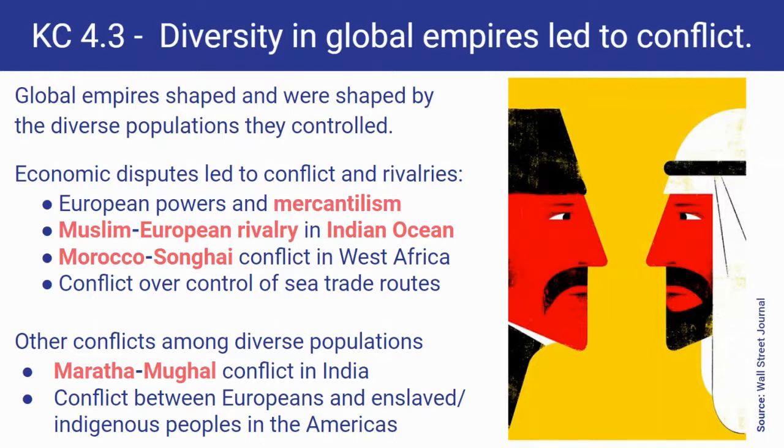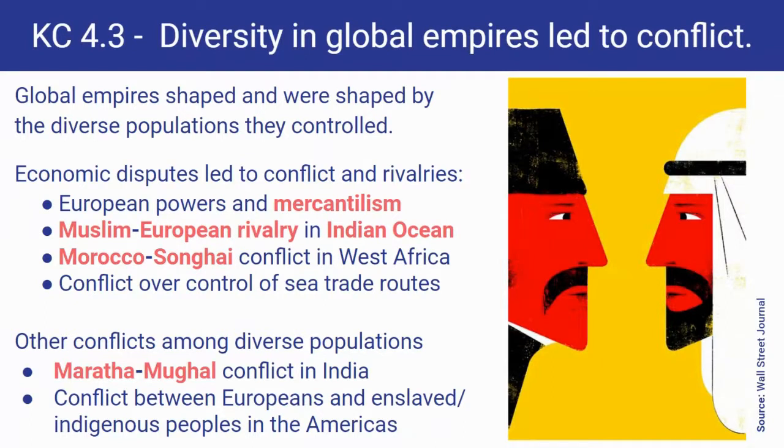As I mentioned before, you had the Muslim-European rivalry that was not only in the Indian Ocean, but also in a territorial sense, happening between the Ottomans and the Eastern Europeans and the Habsburgs, as we talked about them. Do remember the Morocco-Songhai conflict. I would be shocked if there's not at least one question on this on the AP test in May, because it's actually in multiple parts of the CED, so it's one they really do want you to know. And control over sea trade routes across the world, between Europeans, but also between Europeans and Muslims, is a huge example of this conflict.